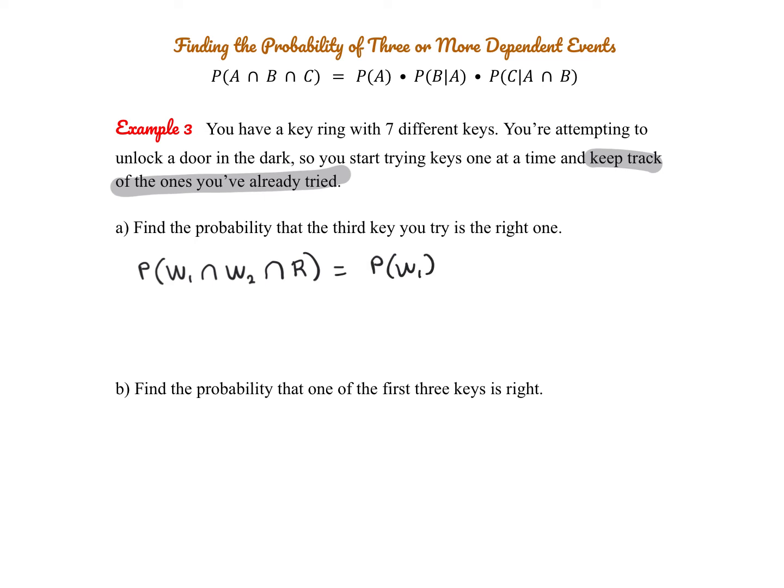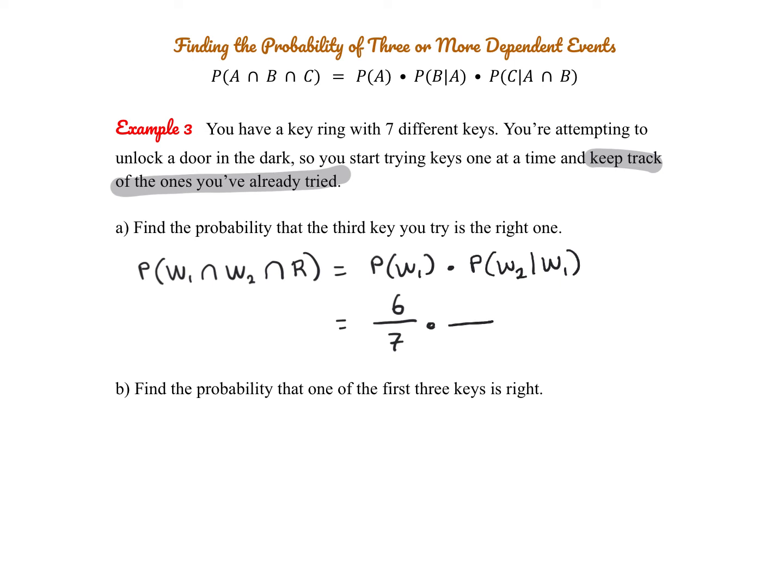Okay, so there's 7 possible keys to pick from. And we're assuming that only one of those keys is right, so that means that there's 6 possible wrong keys that you could have tried. So 6 out of the 7 are wrong. All right, so now we need to multiply that by the probability that we pick another wrong key, given that the first key we picked was also wrong.